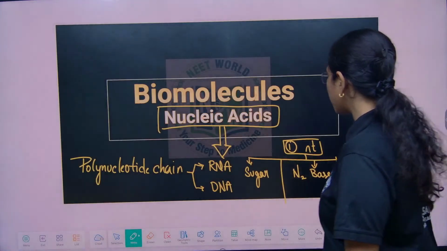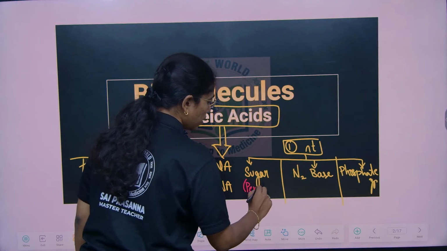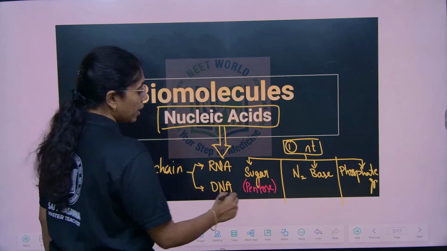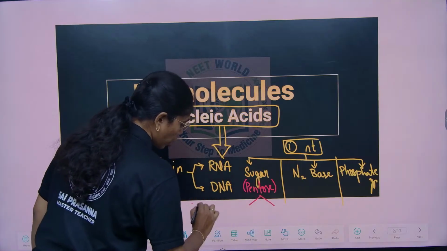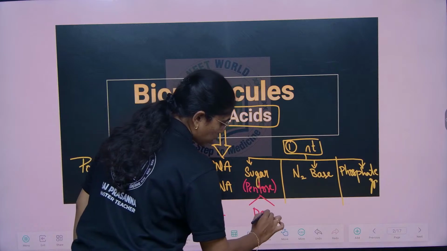What type of sugar can you see? You can see pentose sugar. That pentose sugar can be either ribose or deoxyribose. It can be ribose sugar or deoxyribose sugar.